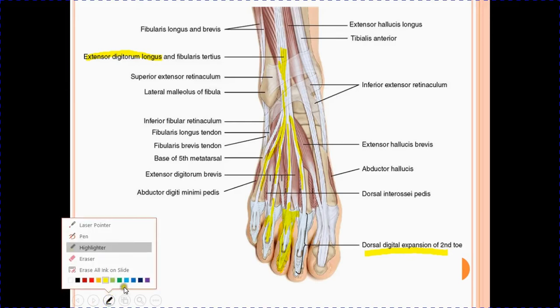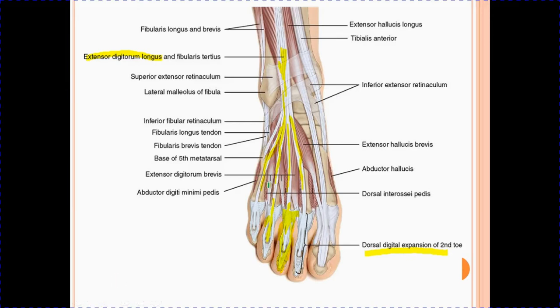I'll change the color of the highlighter to show it to you. While the peripheral slips, you can see, they move upward, they again unite, and they are inserted into the distal phalanx. So this is how the dorsal digital expansion is formed. I'm repeating, the extensor digitorum longus tendon, first it divides into 4 tendons which move towards the lateral 4 toes.